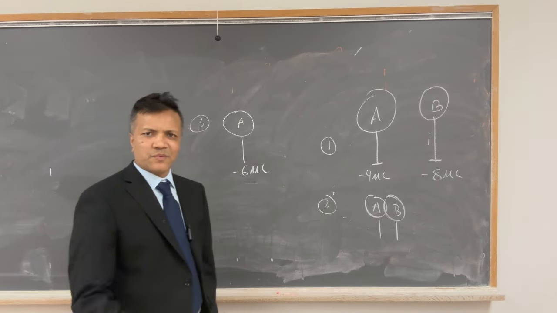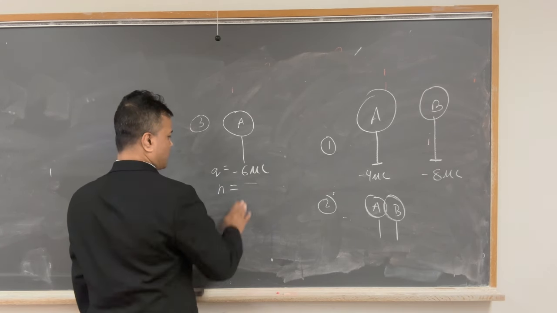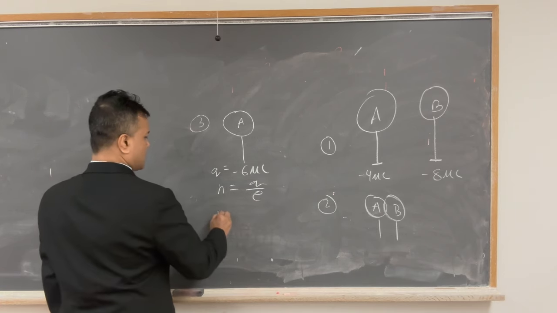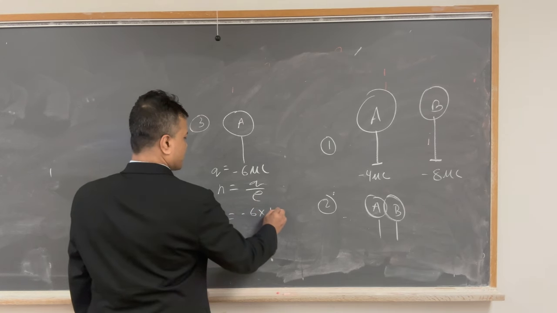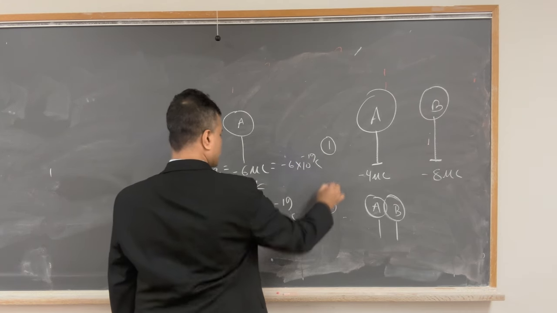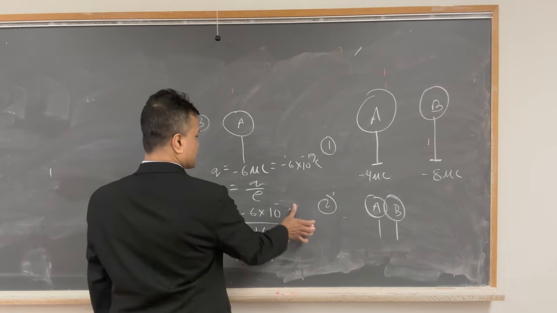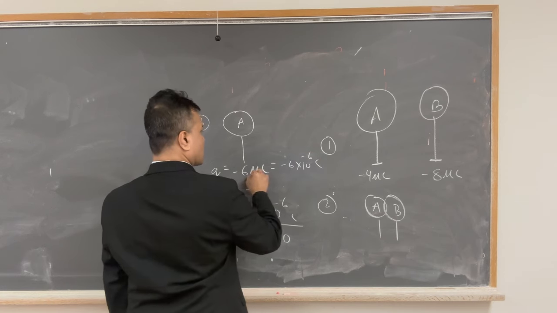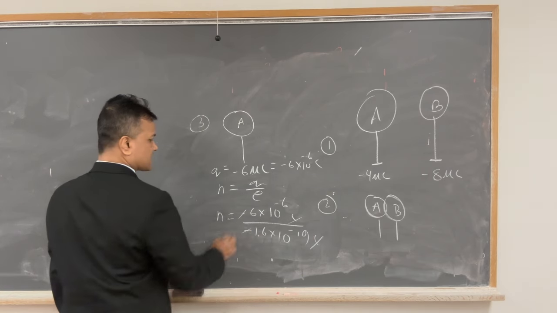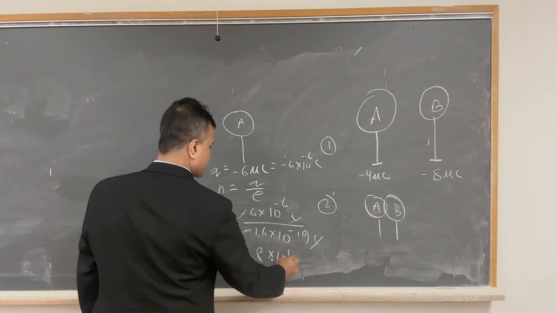Okay, if I ask you what is the excess electron number over here, this is the charge. How can you find it? Come on, you want to say Q over E. What is Q? -6 times 10 raised to -6 coulomb. Microcoulomb is -6. Divided by E. What is E? -1.6 times 10 raised to -19 coulomb. Coulomb cancels. Minus cancels. So N is equal to 3.8 times 10 raised to 13.